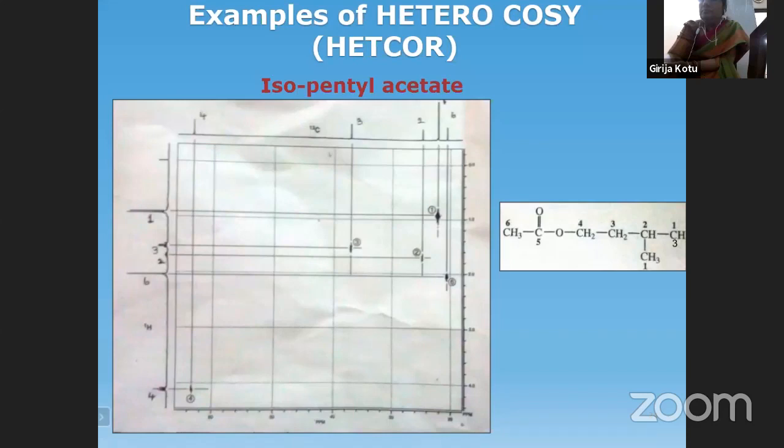Similarly, for the third carbon, there is a cross peak connecting the third carbon to the third proton on the y-axis. Draw a line vertically from the third carbon and draw a line horizontally. The corners meet at a diagonal point where they connect the third carbon and the third proton. Similarly, you can explain for 2, 1, and 6.